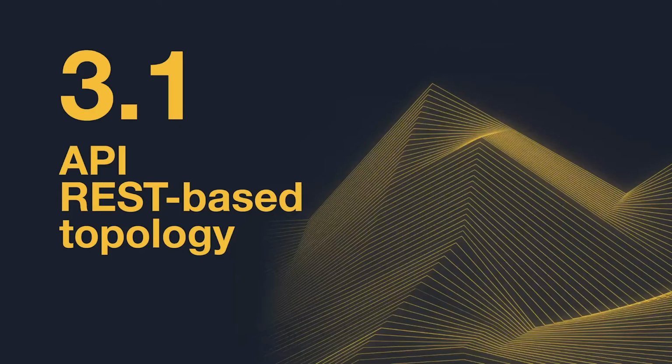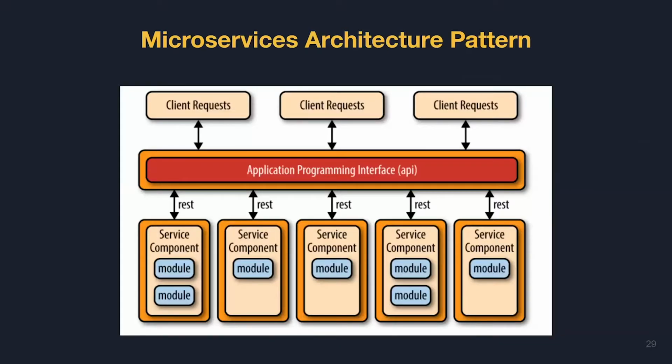So there will be the REST-based topology. Imagine we have a service and it needs to communicate with Google, for example, Vision or whatever. So it calls an endpoint on Google with an API, and once they're done, they return the response, and we do whatever we need with the response.